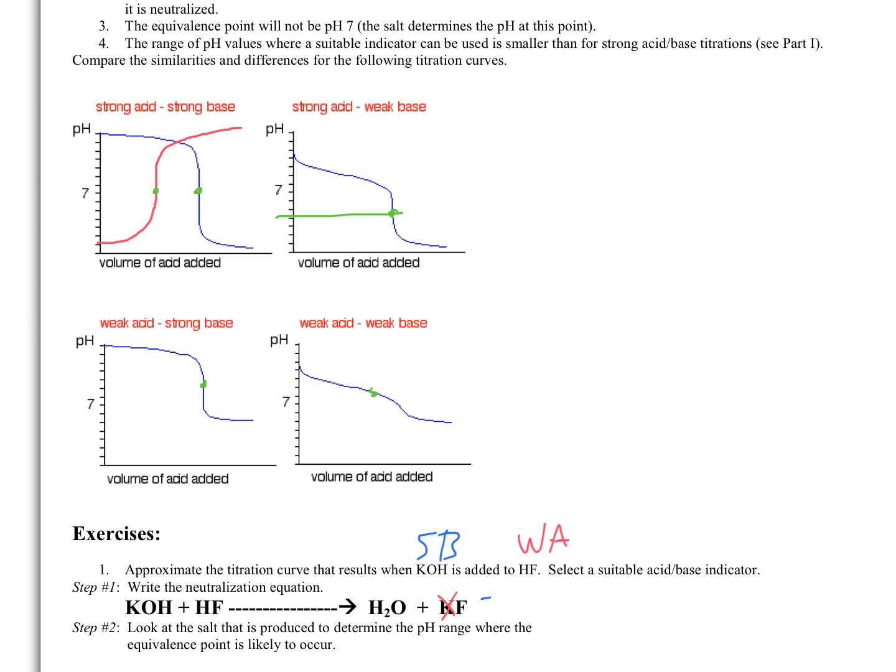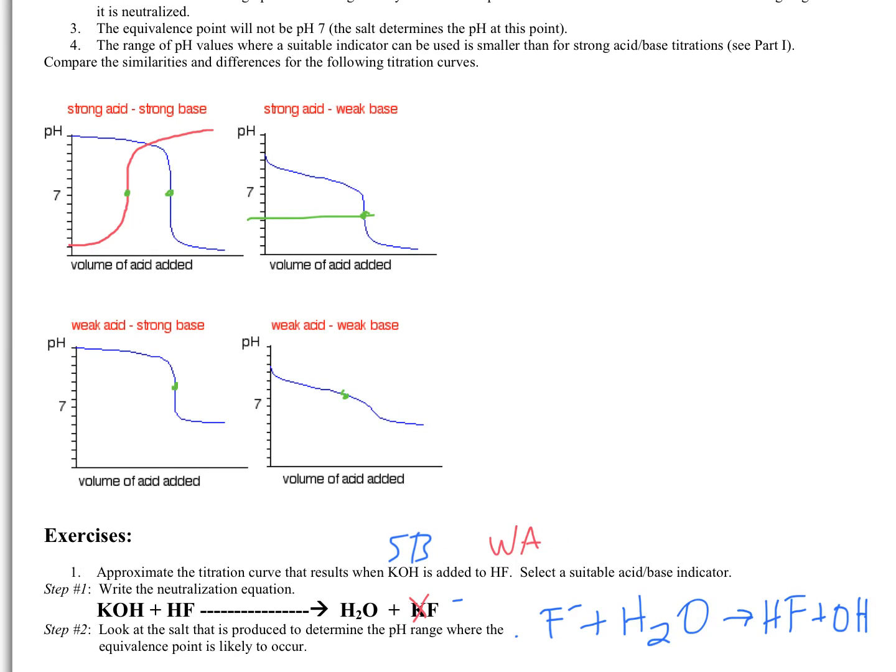Well, F-, how does this react with water? F- plus H2O, this is negative, so it's going to take the positive from the water, so it's going to produce an HF and an OH-. So it's going to be producing hydroxides. So at the equivalence point, all of this is gone. All that's left is neutral water and this floating ion. This floating ion reacts with some of the water to produce some hydroxide. Therefore, at the equivalence point, we will be slightly basic. Now notice it's only slightly basic because this is just an ion that sometimes reacts with water.